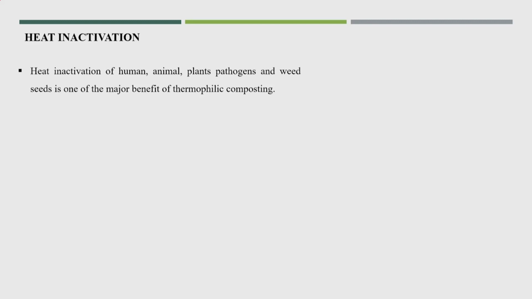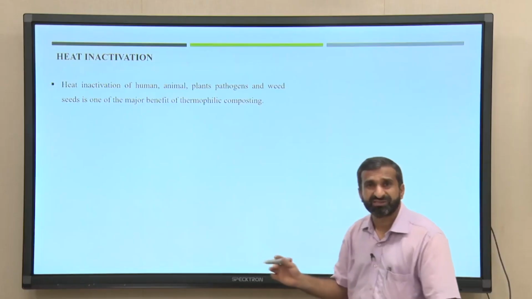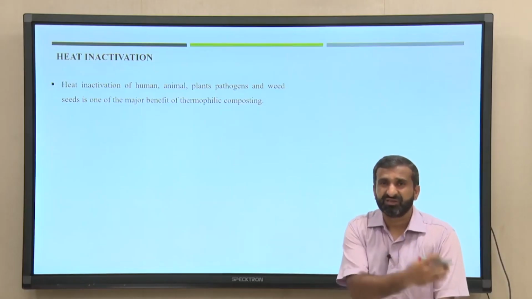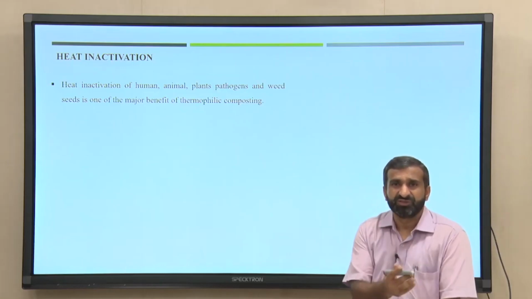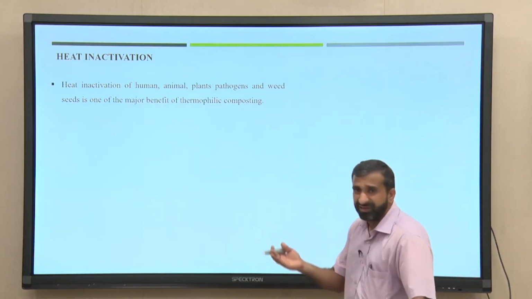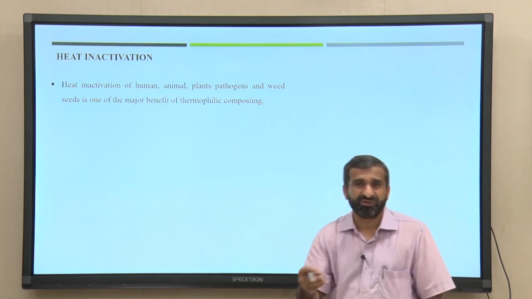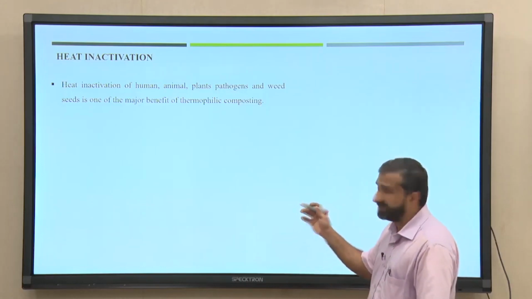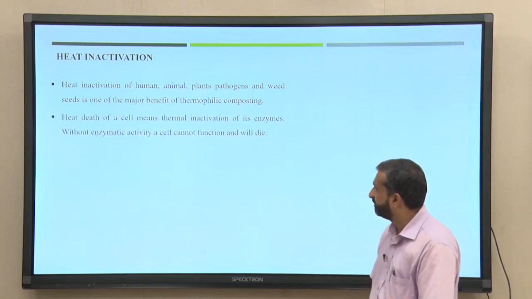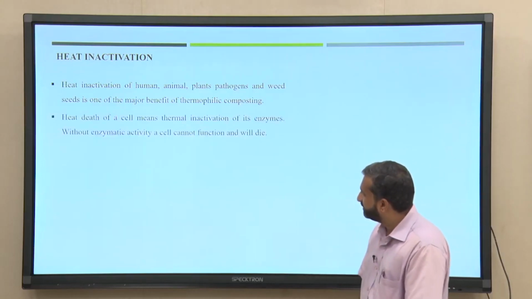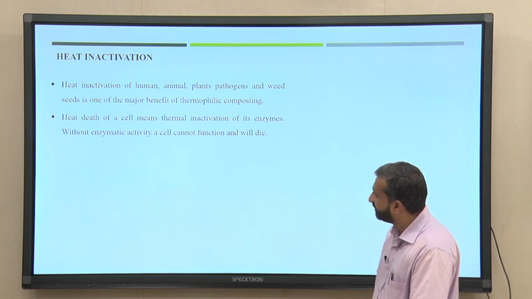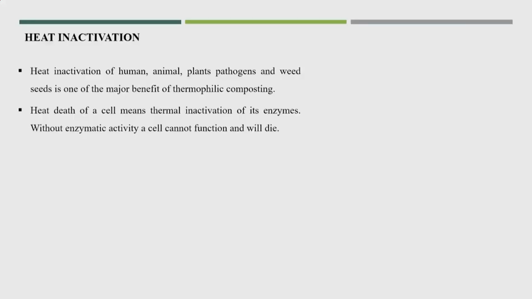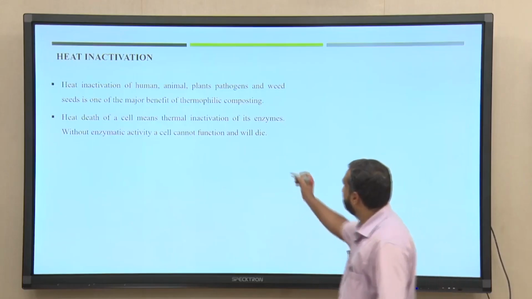So, see, whatever pathogens are possible, whether human pathogens, if you are using sewage sludge, there will be a lot of E. coli and a lot of pathogens possible. And if you are using animal waste, like cow dung, which will have other kinds of pathogens, they will get inactivated because of the thermophilic temperature. Heat death of a cell means thermal inactivation of its enzymes. Without enzyme activity, a cell cannot function and will die. So, every microbe, especially bacteria, will have enzymes.